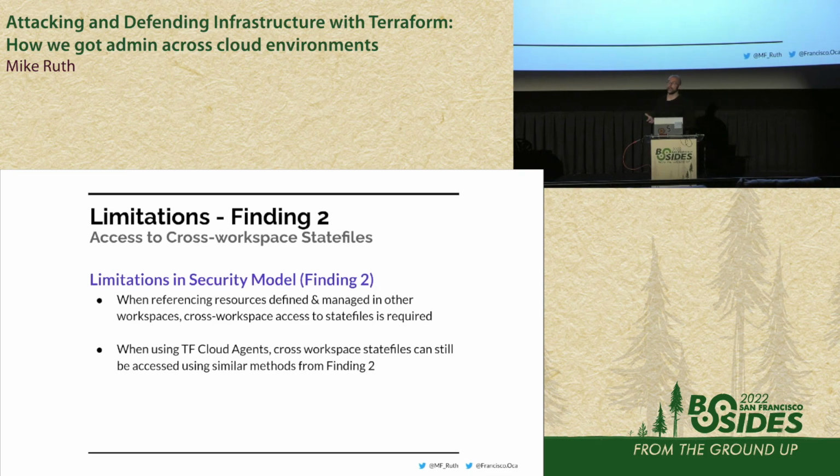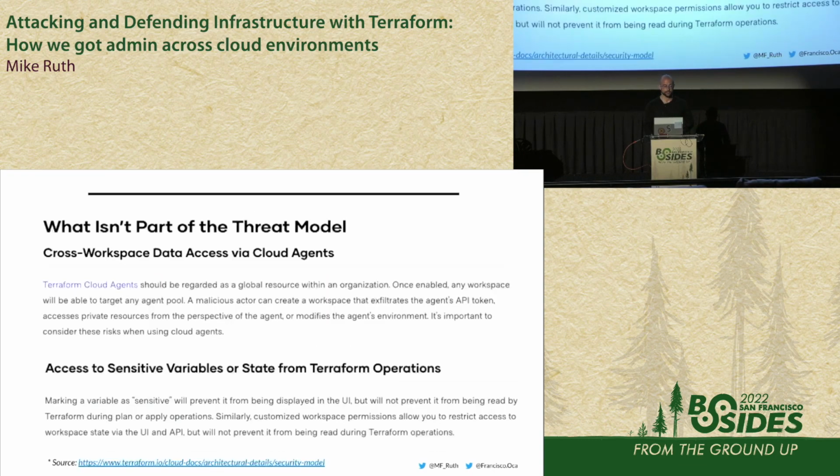Basically, the cloud agents have their own token that can go and fetch jobs from the queue. And when you fetch a job, well, you get all of the environment variables that exist in that job. And so that means that you can potentially go and get access either to the state file or to any individual workspaces in the state files of those workspaces that it has access to. And we can see from HashiCorp's threat model that that's the case, right? Cross-workspace data access via cloud agents is still possible.